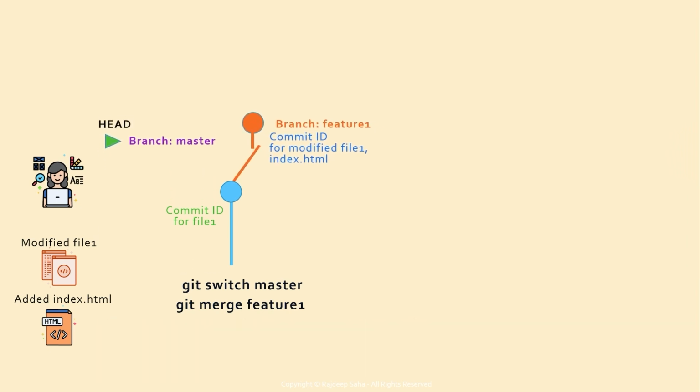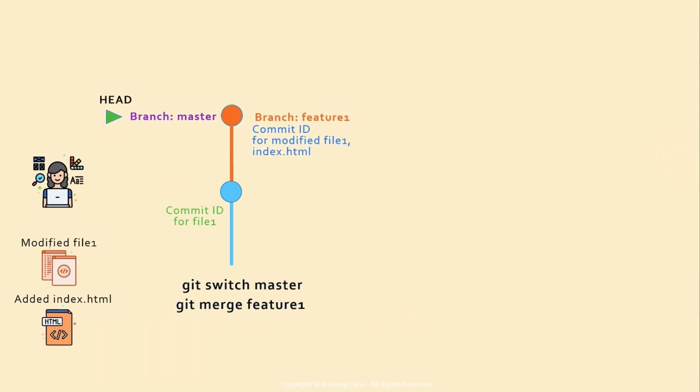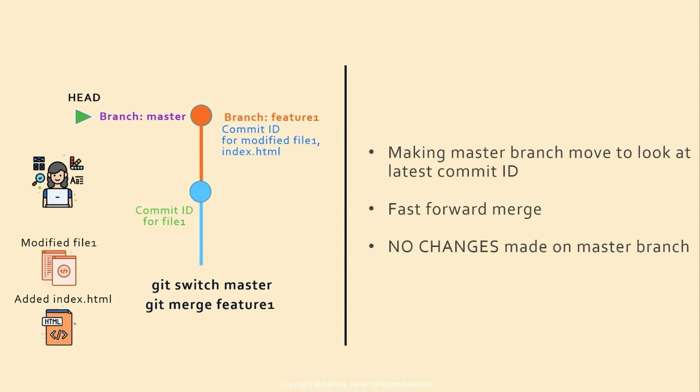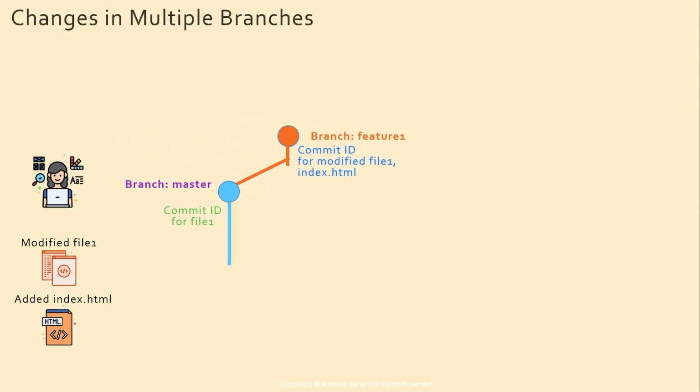Once you run this command, the branch master will move ahead and it will look at the latest commit. Note that this just made the master branch move to look at the latest commit ID. This is called a fast forward merge, and this is only possible because no changes were made on master branch. All it did was move the master branch to look at the latest commit ID and match with feature 1 branch. But what if there are changes in multiple branches?